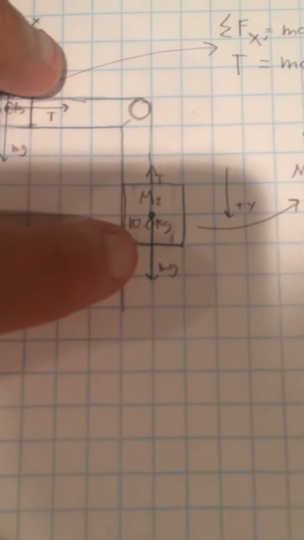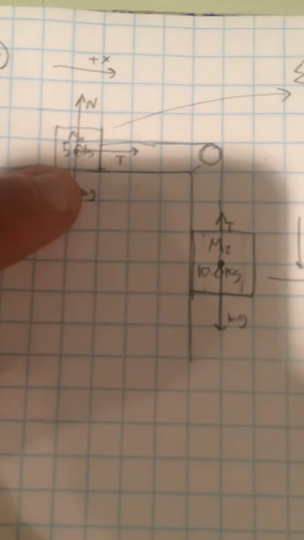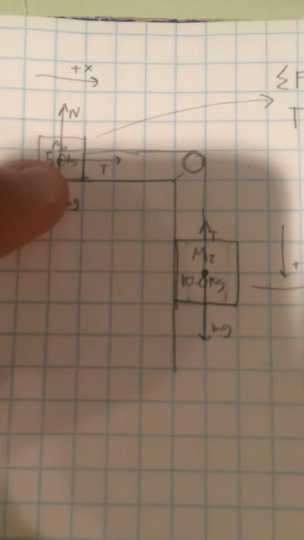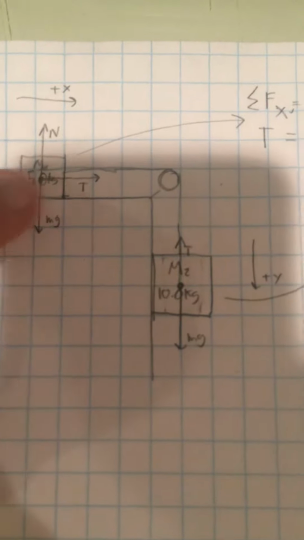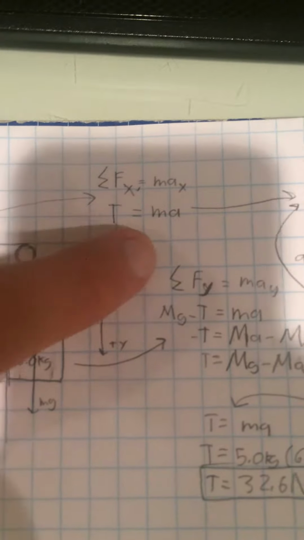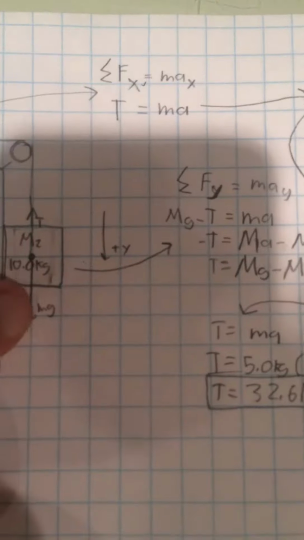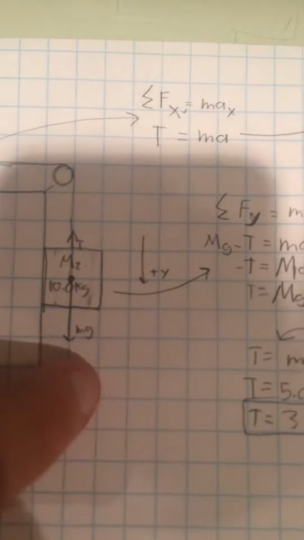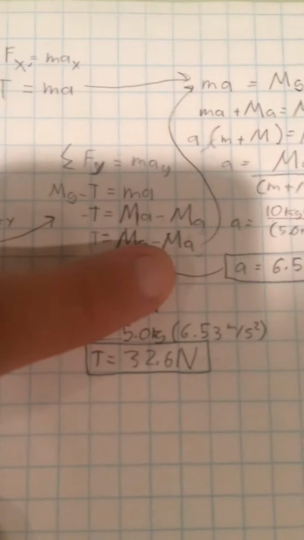For this other mass, we have mass times gravity and tension. During the problem I'm going to be representing this mass by little m and this one by big M. This one is larger. This one's 5 and this one's 10. So for this mass, I wrote the equation T equals ma because tension is the only force acting on it. And for this one, I wrote the equation mg minus T equals ma, which I eventually solved for T and got T equals mg minus ma.